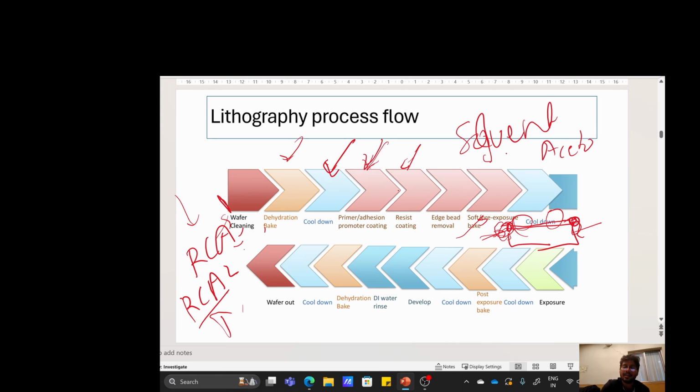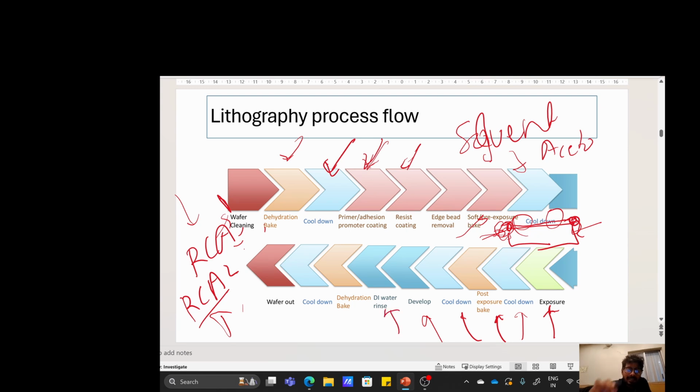Then again you need to give some cool down time, and then you expose through the mask. Then again cool down, because of the exposure there is absorption of light, and that absorption will increase the temperature by a small amount. Then we do the post exposure bake, then again cool down, then we develop it in a certain solution, and that will remove a certain part that is either exposed or unexposed. That depends on the property of the photoresist.